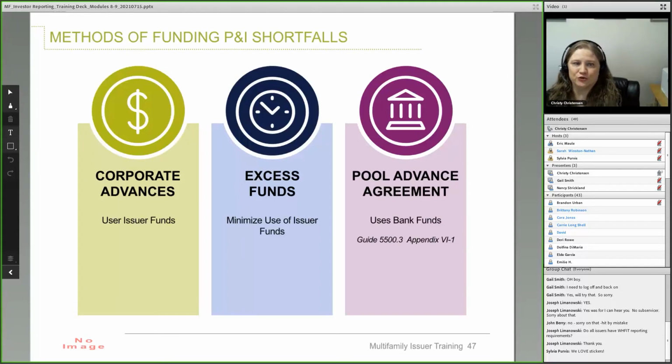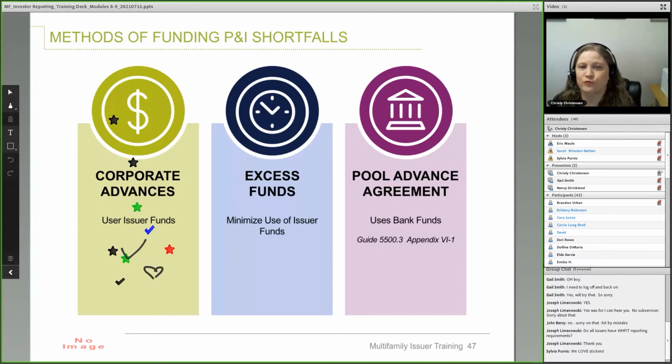Using the Annotation Tool, could you please place a sticker on the method your company uses to fund P&I shortfalls, if you know? Companies may use the corporate advance, which are issuer funds, excess funds, which are unscheduled recoveries of principal on the pools, which may be found in MBS Guide Chapter 15-5, or the pool advance agreement, which use bank funds. Also, Appendix 6-1 must be completed for this.